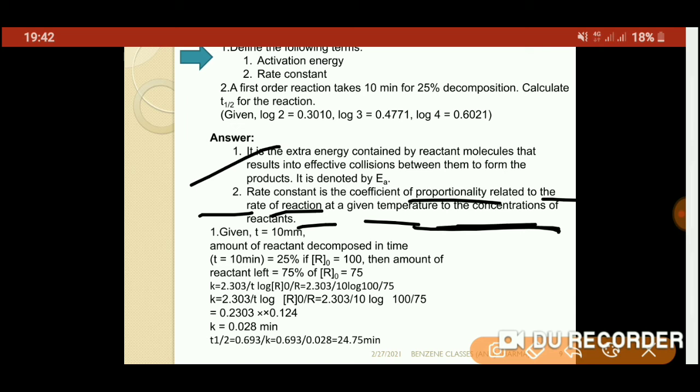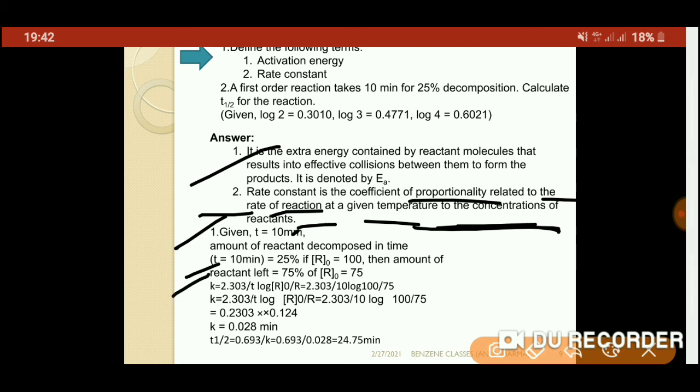The question is saying a first order reaction takes 10 minutes for 25% decomposition. So guys, the time is 10 minutes. This is not mm, this is minutes. The amount of reactant decomposed in time t equal to 10 minutes is 25%. So we can say that the initial concentration was 100. After 25% decomposition, the reactant left is 75%. So the initial concentration was 100 and the final concentration we have is 75.